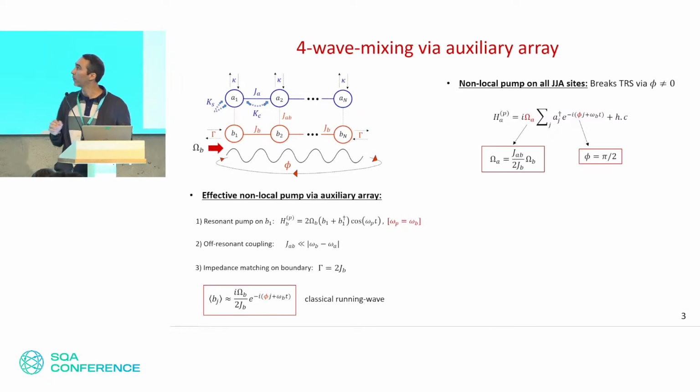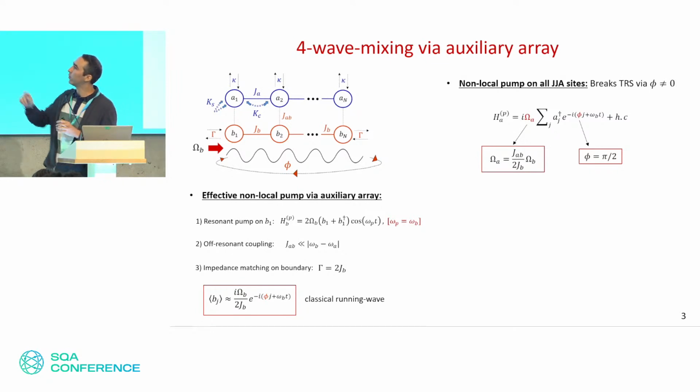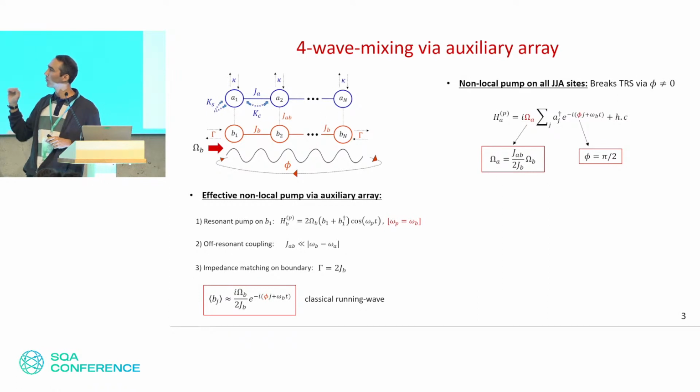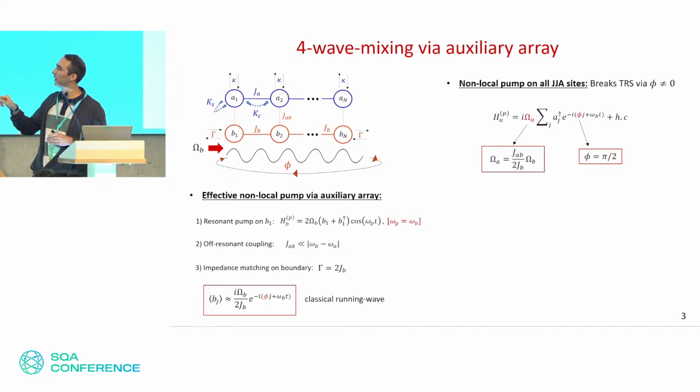That's why we came up with the idea of an auxiliary resonator array where you pump only on the first site, here in B1, and then this array automatically distributes the pump over all the sites of the JJ array. To make this happen, you basically need 3 conditions, which are shown there. The first, you need to drive on resonance and strongly. The second is that the coupling between arrays needs to be weak and off resonant. And the third is that we also couple, on the last site of the auxiliary array, another transmission line with a decay 2 times the hopping on the auxiliary array, to have perfect impedance matching.